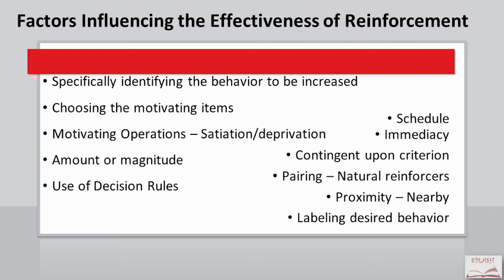Proximity or nearby. Having the reinforcer visually available can signal as a reminder to the student. It can be the actual item or a representation of the item, such as a photo or picture symbol. Labeling desired behavior. We have discussed the importance of labeling the desired behavior earlier when we talked about the descriptive praise. All these factors will have an impact on the success of your reinforcement program.